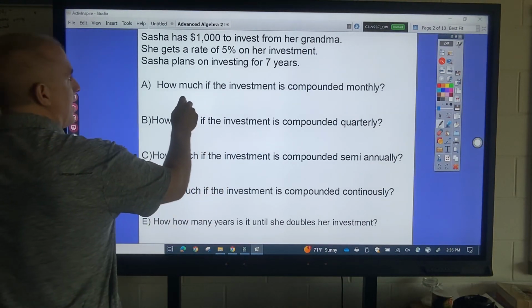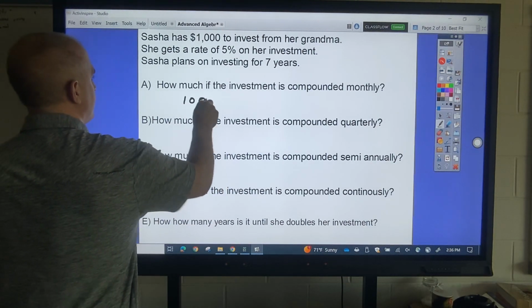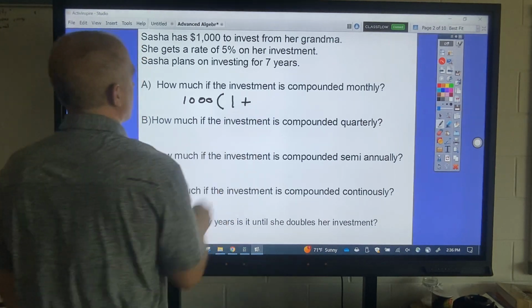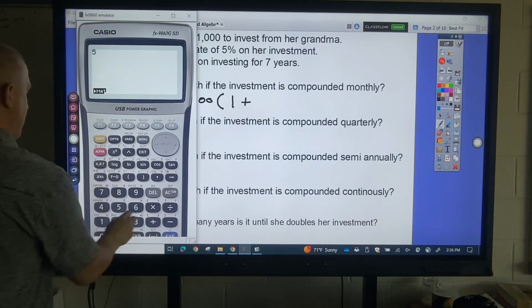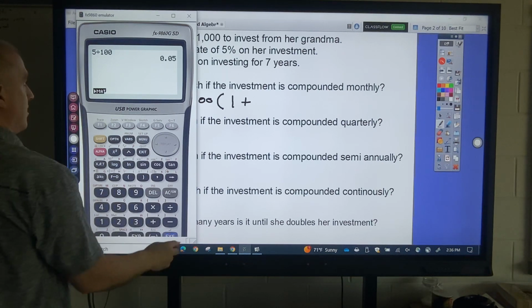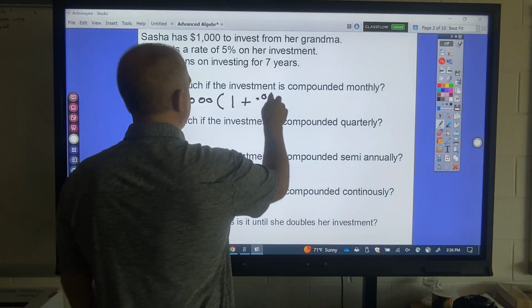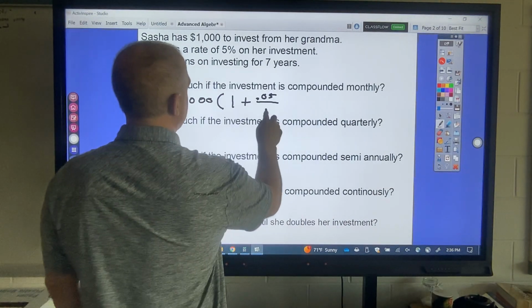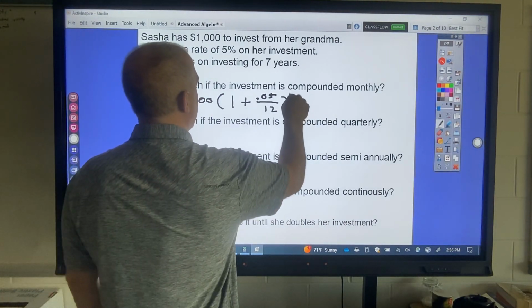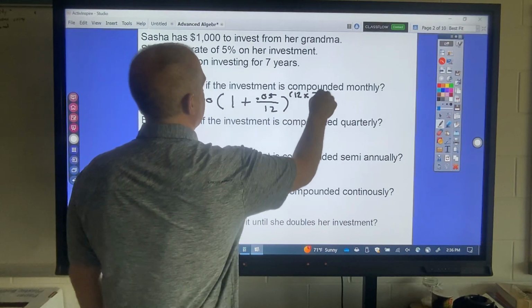So the way that would set up, I'd have 1,000 times 1 plus the rate, 5%. I think we should all know that. To get the rate, you just divide by 100. So that's 0.05 as a decimal. The number of compounds would be 12. And then the exponent would be 12 times 7.